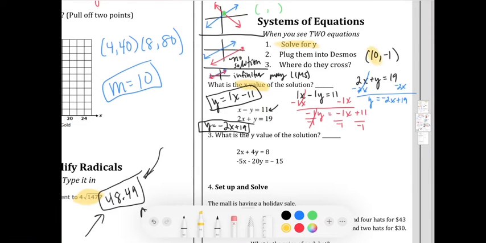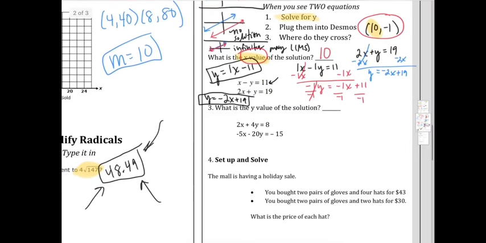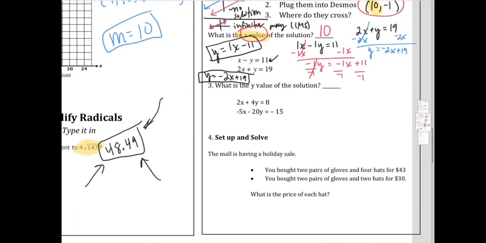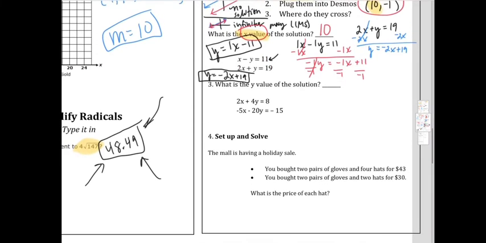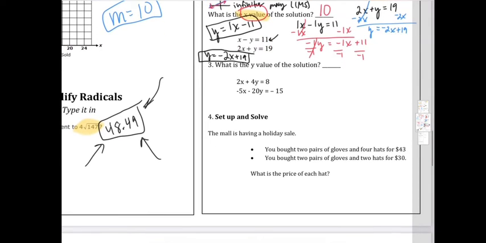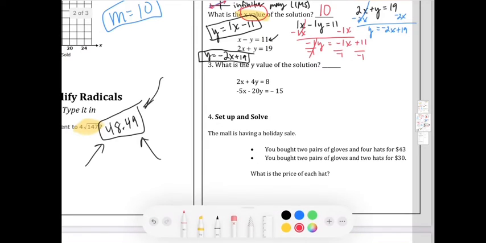However, we have to be careful because it wants the x value. The x value is the number that comes first. So the correct answer is the x value of this solution is 10. Okay, you can try the next one if you want to. Solve both of those equations for y, plug it into Desmos, and see where they cross.